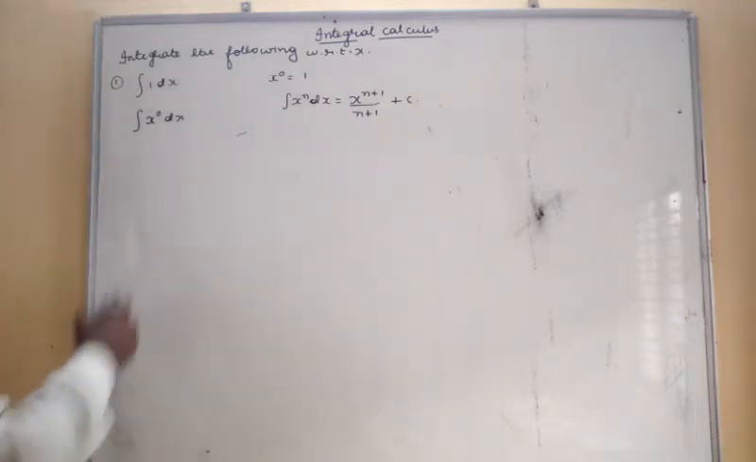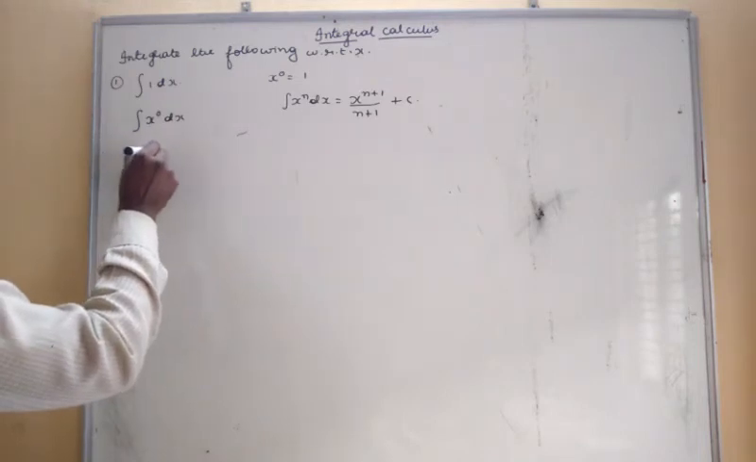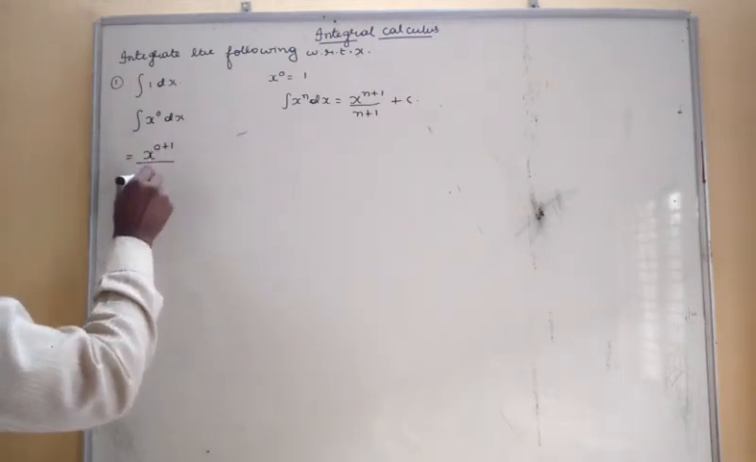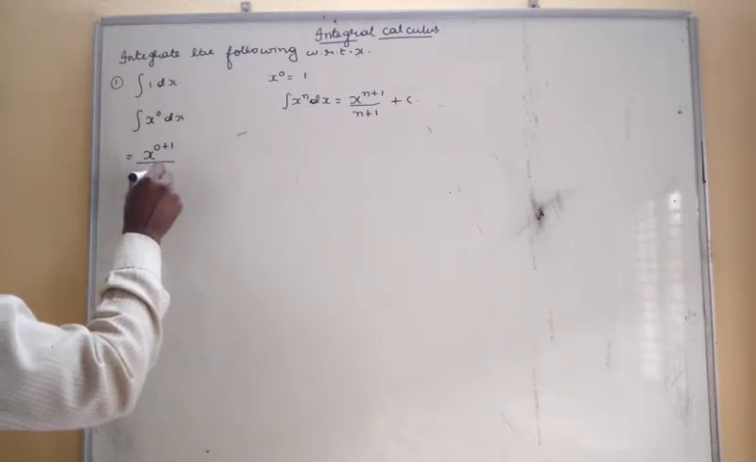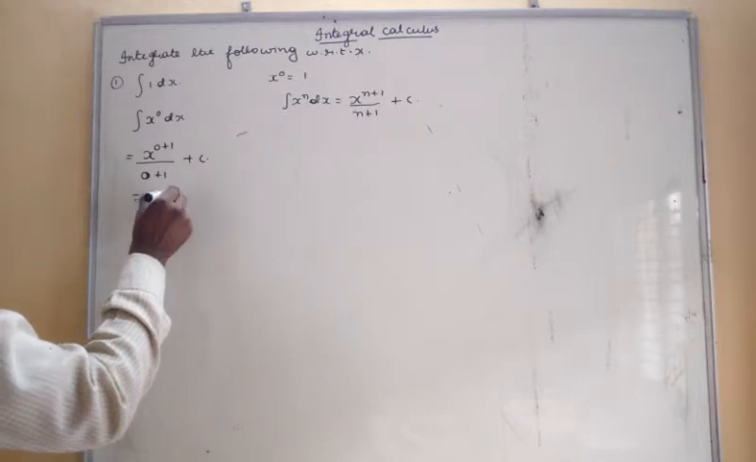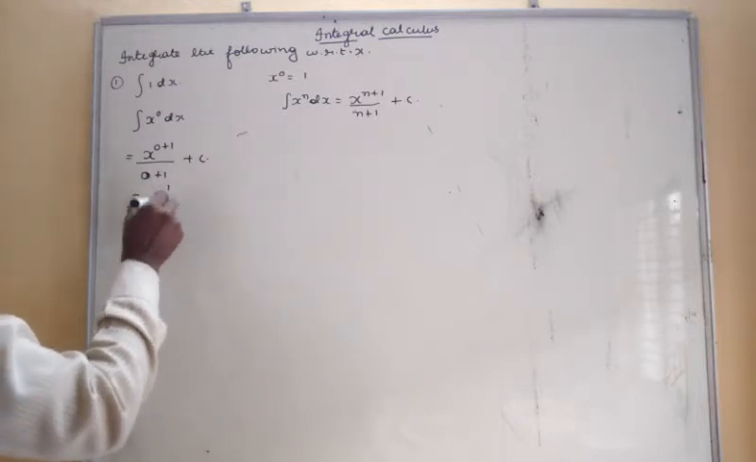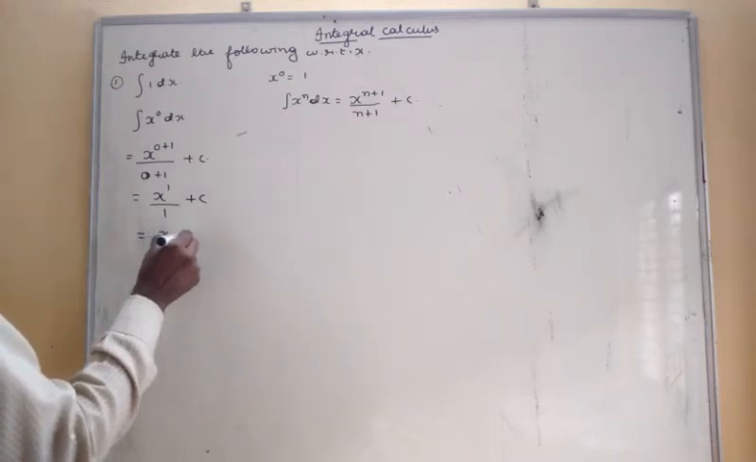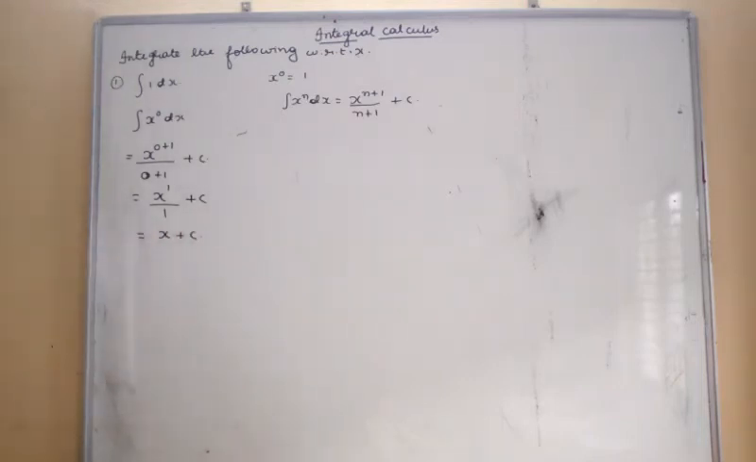Let us apply here: x to the power of 0 plus 1 by 0 plus 1 plus c. Then x to the power of 0 plus 1 is x to the power of 1, and 0 plus 1 is 1, plus c. Then x plus c means the integration of 1 is x. You should remember the integration of 1 is x.